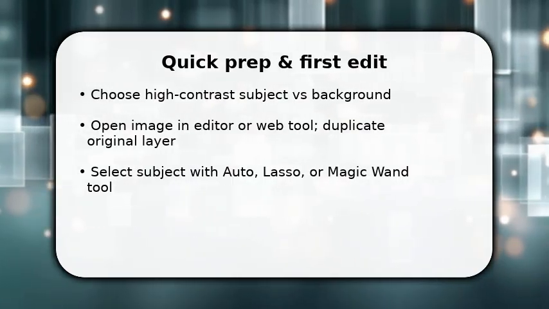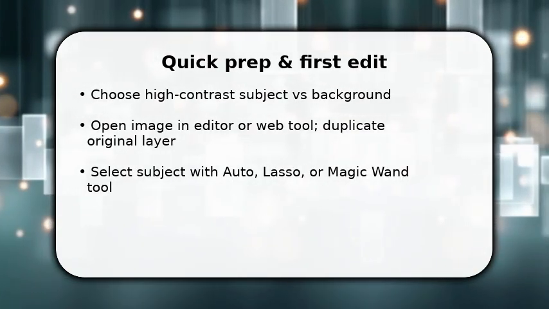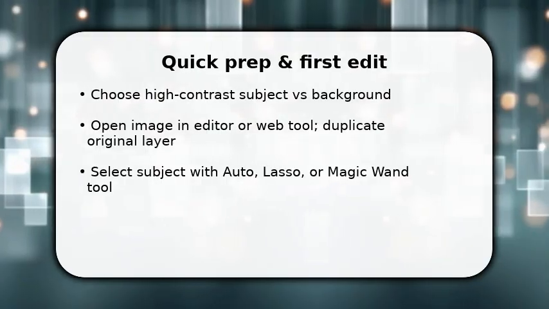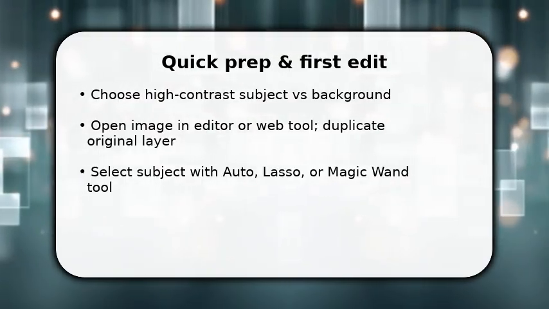Once the initial mask exists, switch to Refine Edge or Select and Mask to smooth hair and edges. Make sure to save a selection as a channel for later adjustments and export safety.